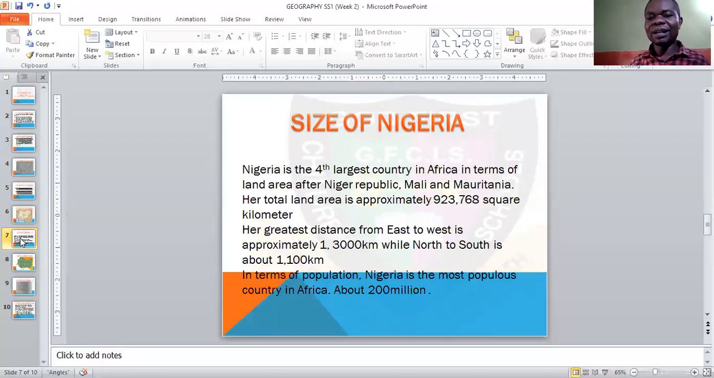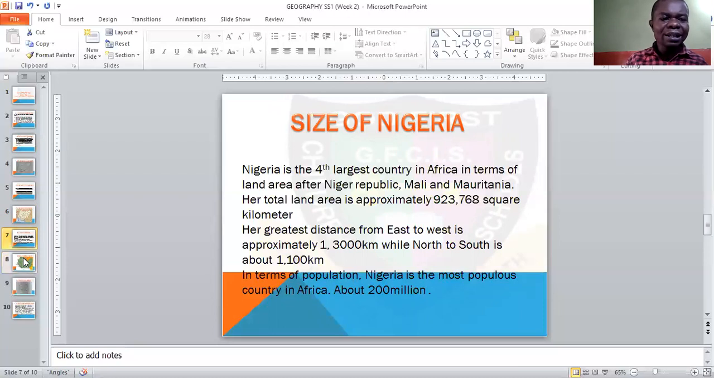The total land area is 923,768 square kilometers. We know that north to south is this, then west to east is this. So approximately from east to west, we have 1,300 kilometers, this side. Then from north to south, we have 1,100 kilometers. In terms of population, it is the most populous in Africa. Over 200 million people are living in Nigeria.